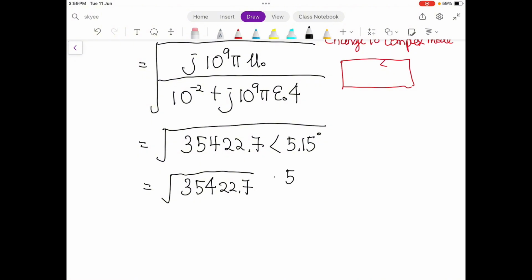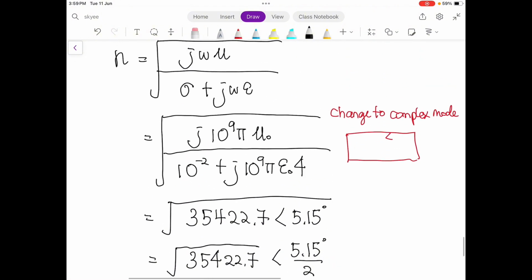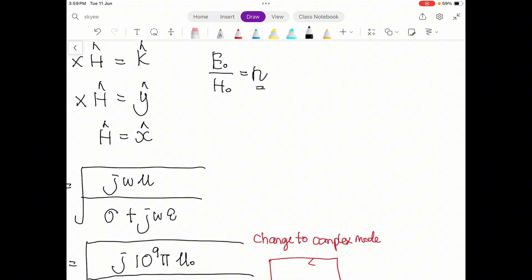Okay, so for the angle 5.15, you have to divide by 2. So this is the way of doing it. So you get 188.21, and the angle is 2.575 degree. So this is the intrinsic impedance. So after getting this intrinsic impedance, we are going to replace it over here. So I will do it here.